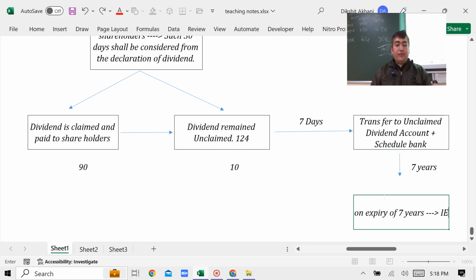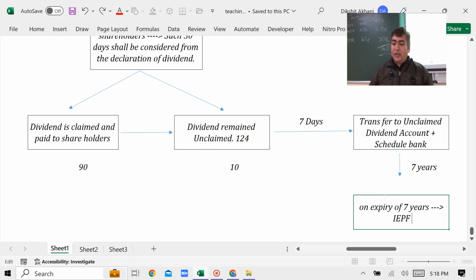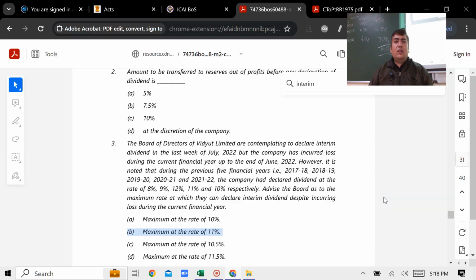What is the full form of IEPF? Investors Education and Protection Fund, which is nothing but the central government fund, which is maintained under section 125. Now, pardon? Investors Education and Protection Fund. Okay, I think come to this.